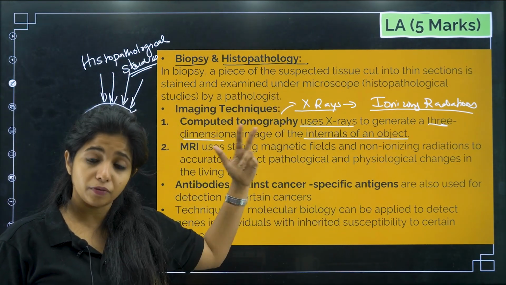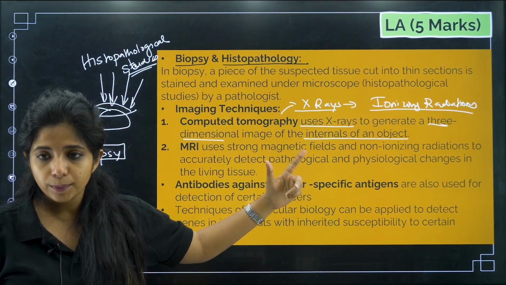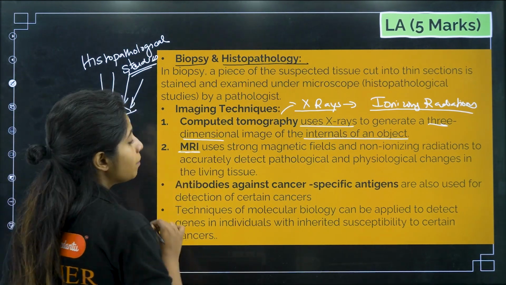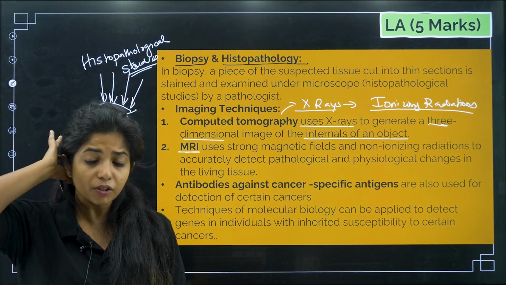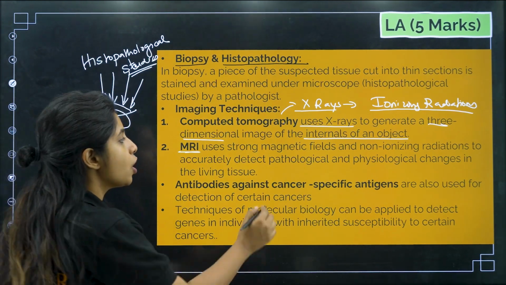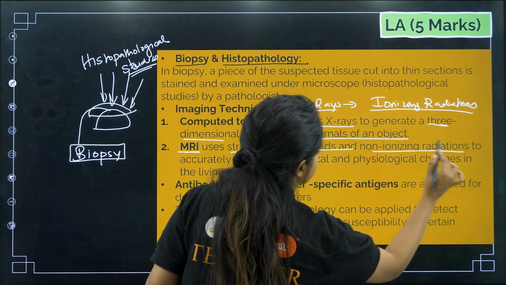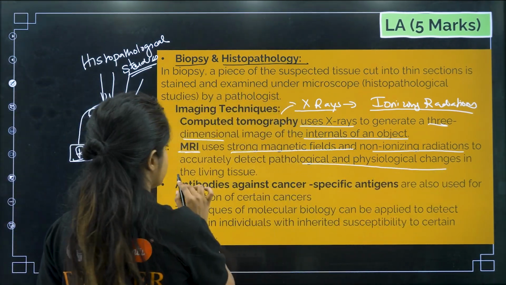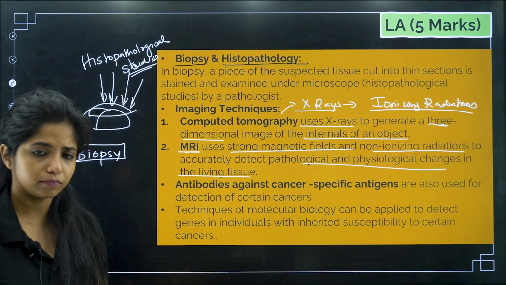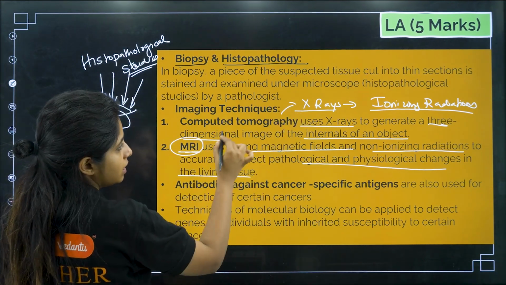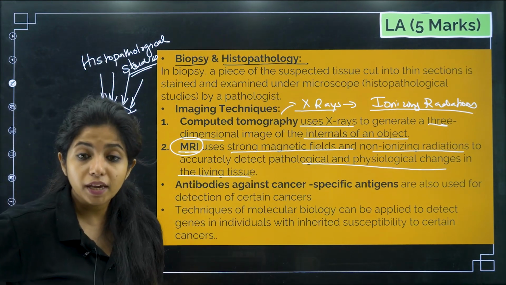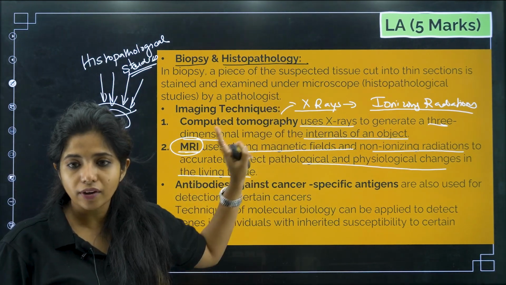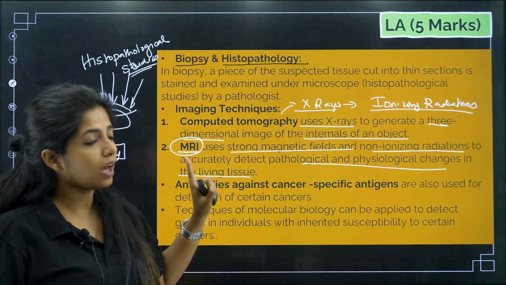So, in imaging techniques, first thing is X-rays. Second thing, with the help of X-rays, you do CT scan, that is computed tomography, where you get a three-dimensional image of the internals. Third thing, which is the best option, is MRI, which is why it is costly as well. Here you are not using ionizing radiation, instead you are using a strong magnetic field and non-ionizing radiation to accurately detect pathological and physiological changes in the living tissue. So this is the best out of these three. They all come under imaging techniques. So one is biopsy and histopathology, then comes imaging techniques: X-ray, computed tomography, and MRI.